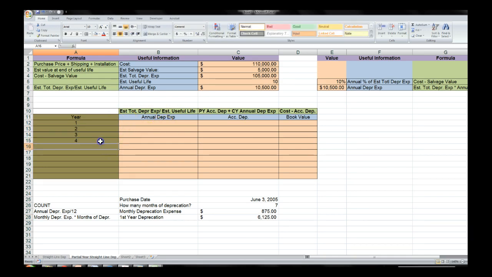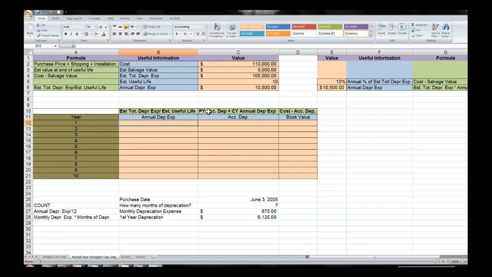So let's set up our years. 5, 6, 7, 8, 9, and 10. Annual depreciation expense.